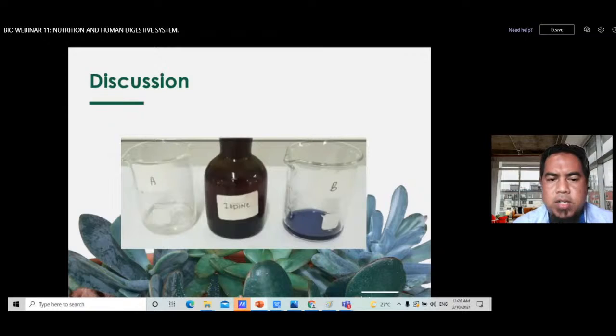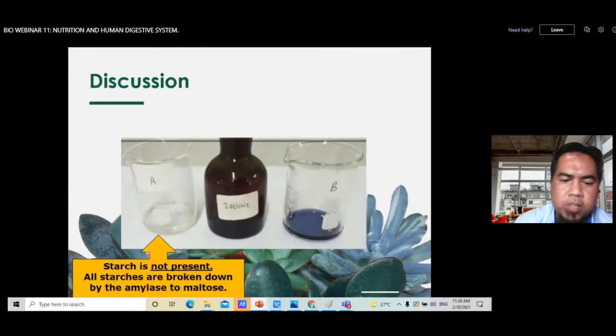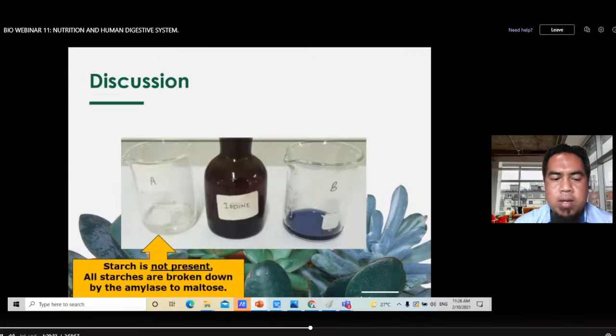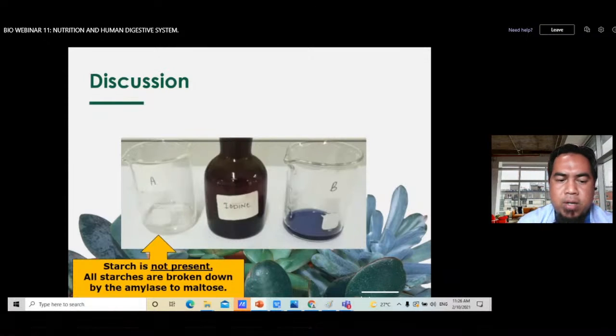Okay, so for discussion, as you can see class, at test tube A, when you put iodine in the solution, the color becomes yellowish. The color becomes yellowish because starch is not present in test tube A. So why is starch not present? Because all starch is broken down by amylase to maltose. So that's why starch is not detected when you test it using the iodine test.